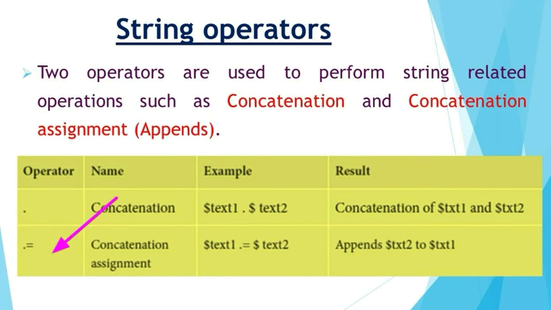And next, dot is equal to, which means the concatenation assignment operator. If you want to add a new string at the end of the old string, you have to use this operator. See here, text1 .= text2. If text1 is computer and you want to add science to it, you can write science in text2. So science will be added to computer. So computer science will be printed on the output screen.